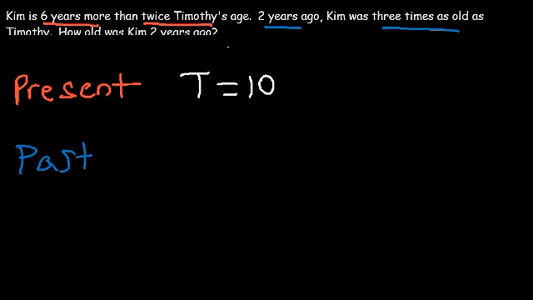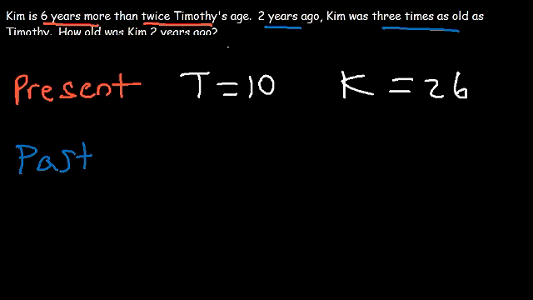Now what about Kim? Kim, at the present, it's 6 years more than twice Timothy's age. If you multiply his age by 2, it's 20, and if you add 6 to it, you get 26. So at the present, Kim is 26 years old.